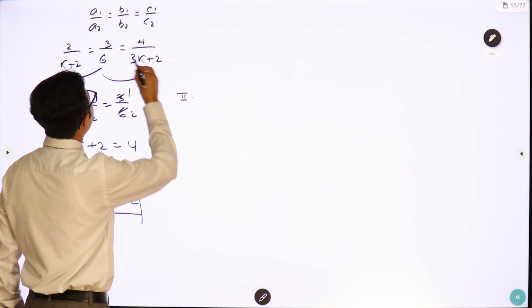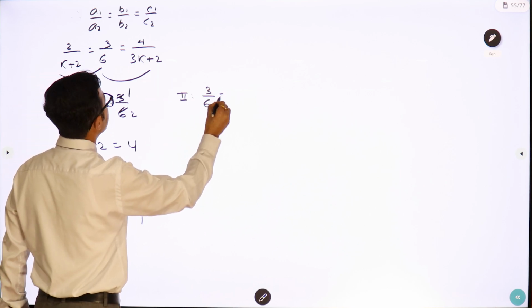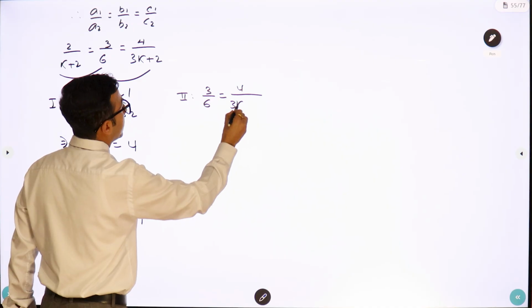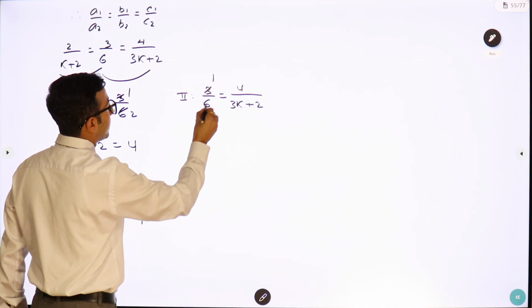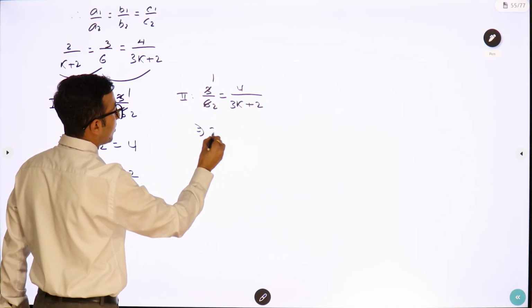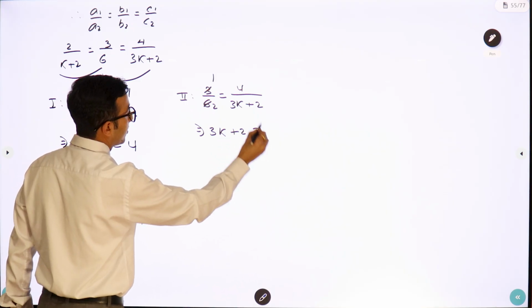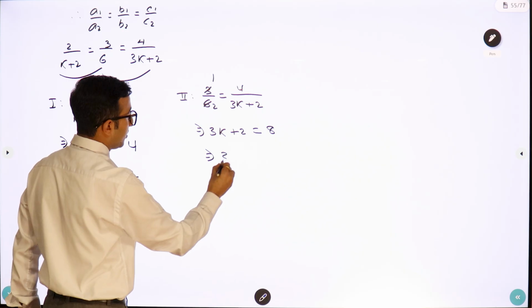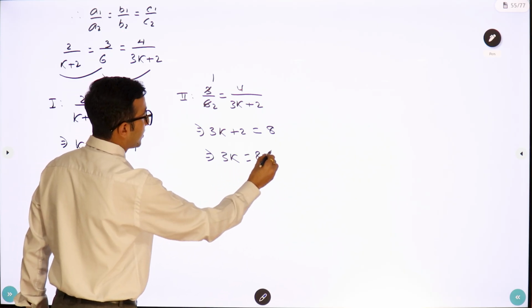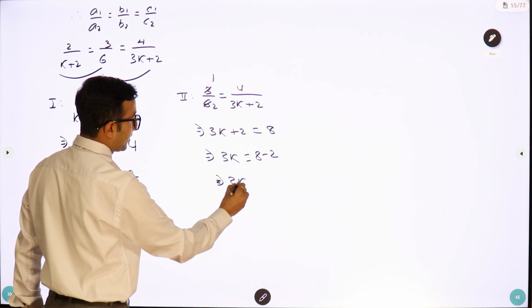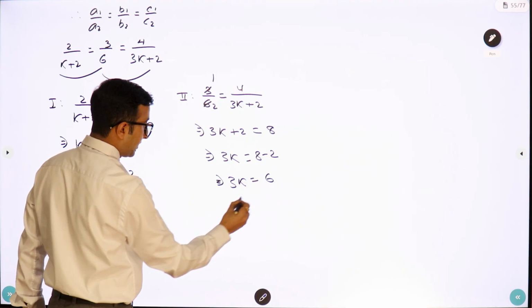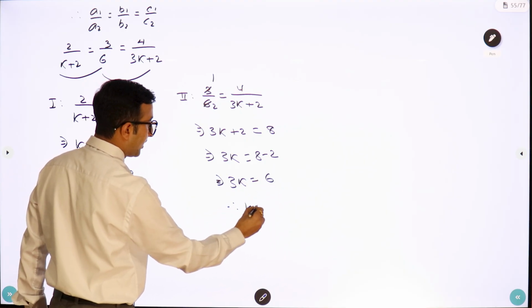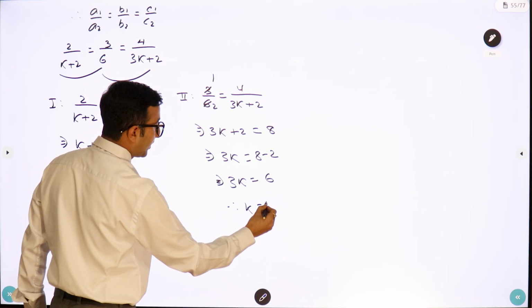The second part that we have is 3 divided by 6 is equal to 4 divided by 3k plus 2. 3 1s are 3, 3 2s are 6. Go with the cross multiplication. You will be getting 3k plus 2 is equal to, multiplying with 1, 4 2s are 8. So 3k is equal to 8 minus 2. It implies 3k is equal to 6. Therefore, k is equal to 2. The value of k is 2.